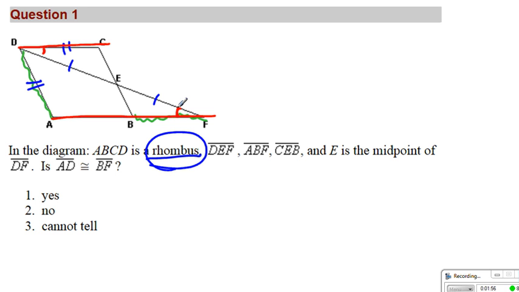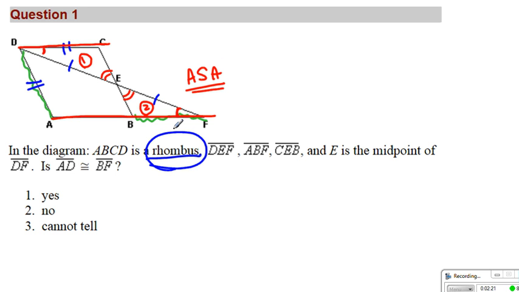Then another thing we have to realize here is that this angle CED must be congruent to BEF by vertical angles. Now you can see that the first triangle must be congruent to the second triangle by angle, side, angle.